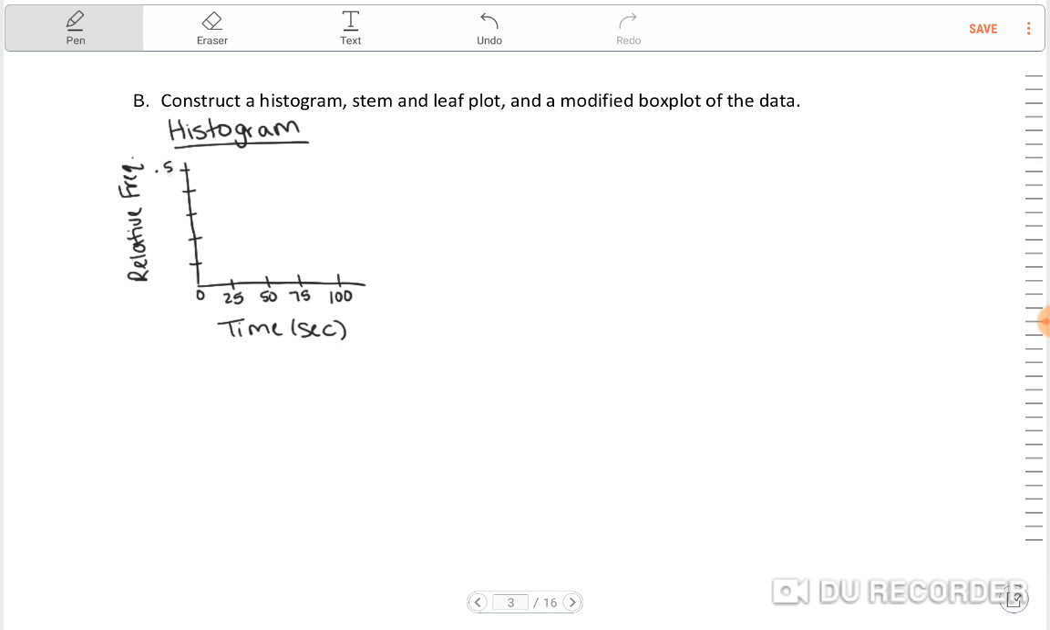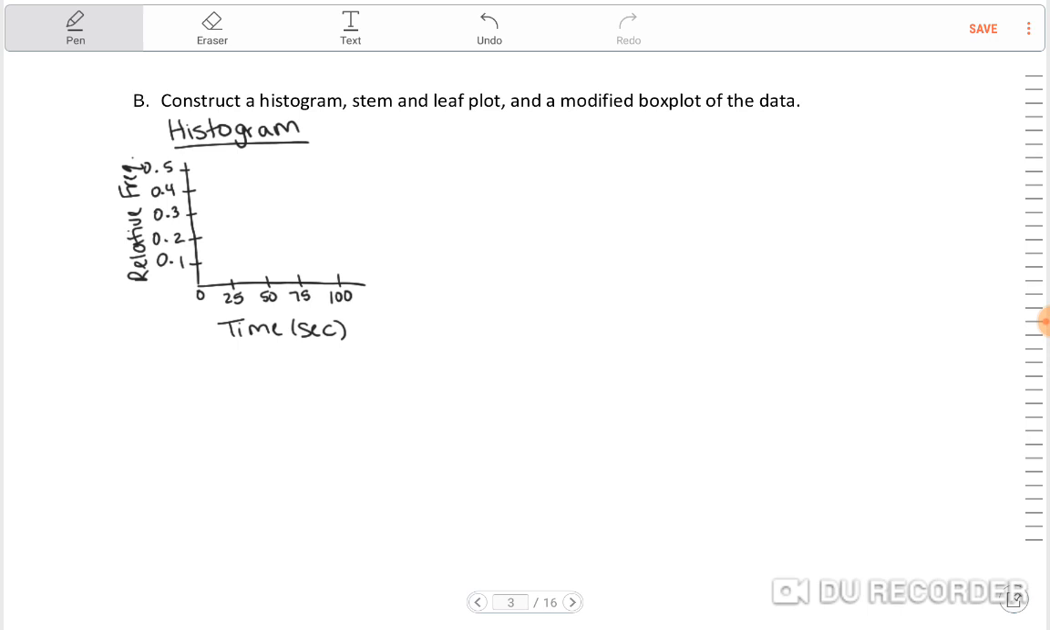So 0.5, 0.4, 0.3, 0.2, 0.1. Okay. Now, of course, on your final this is going to be given to you. You're not going to have to draw this. You're going to have to be able to read it and interpret it, though. So knowing how to read this and understand what it's saying.